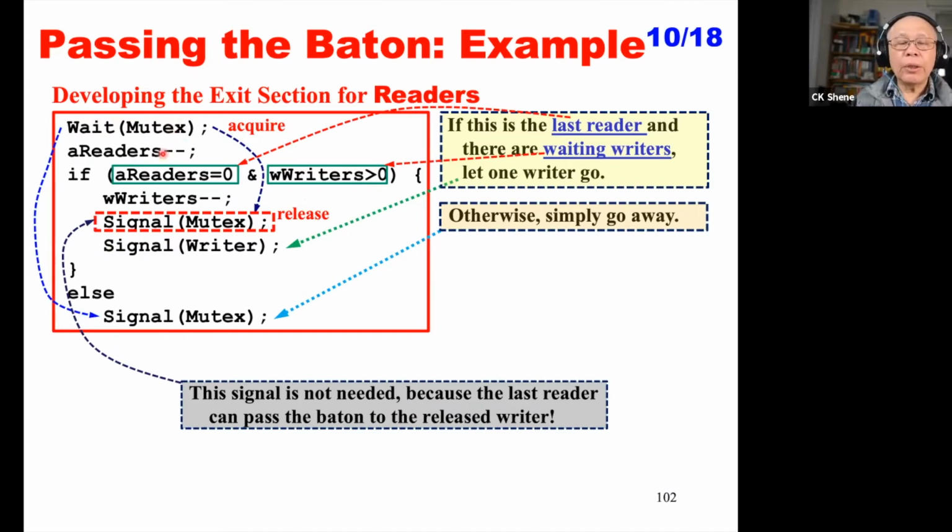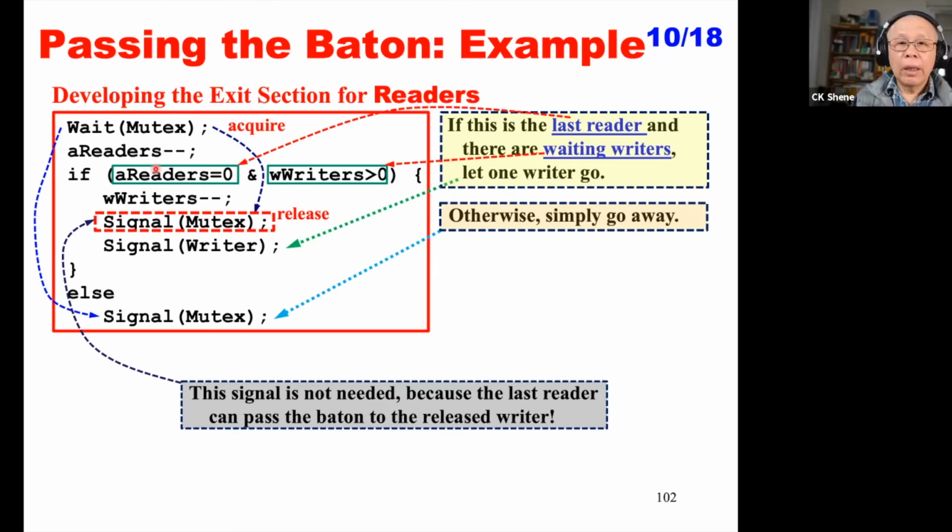So it has to reduce the number of active readers. After reducing active readers, it checks to see, are there any readers reading? That is, test to see whether active readers is zero. I did not use a double equal sign because I don't have space to do that. So make sure this is not an assignment. This is just a test. So test to see if there is no active reader.